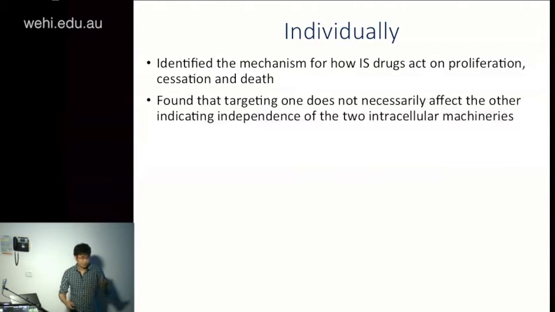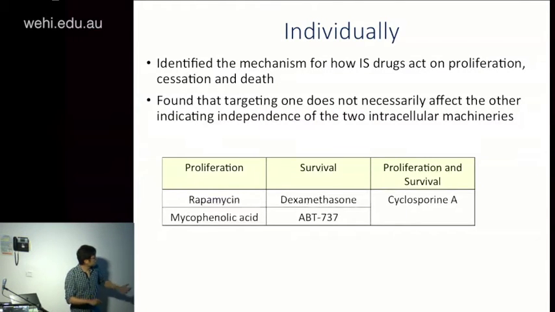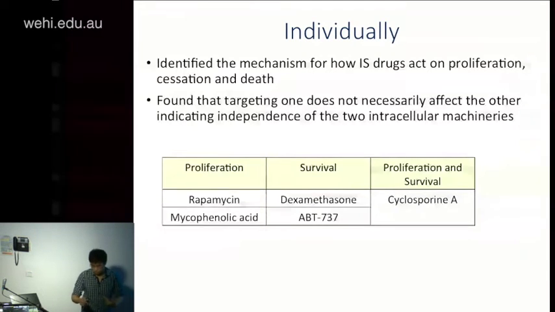This also is a really nice illustration of how we can categorize these drugs into different groups. So you have rapamycin and mycophenolic acid on proliferation, ABT-737 and dexamethasone on survival, and cyclosporine on proliferation and survival. And these are really a nice illustration because we get drugs that only affect one side of the parameter, like drugs that only affect survival and drugs that only affect proliferation. And these two fates don't seem to be interfering with one another, which nicely suggests an independence of the two fates of survival and proliferation.